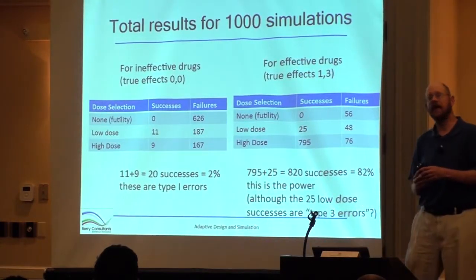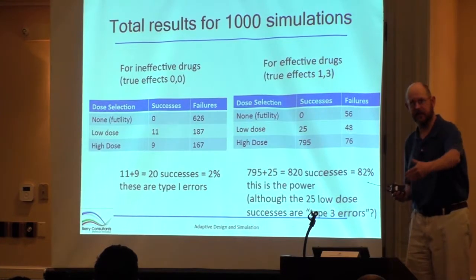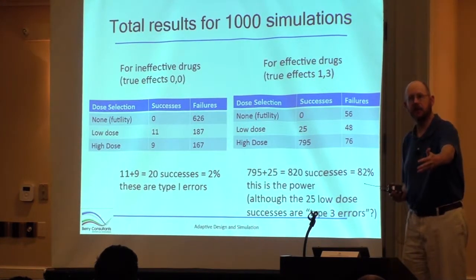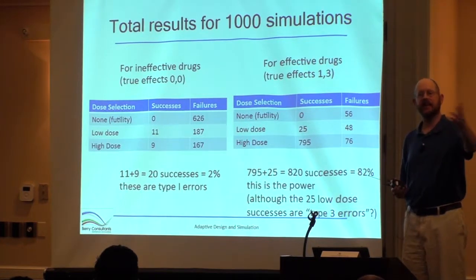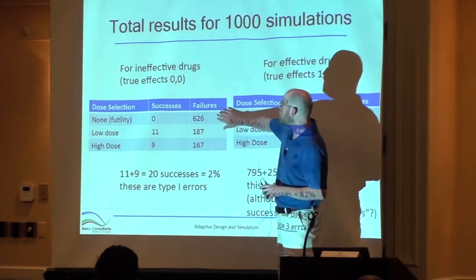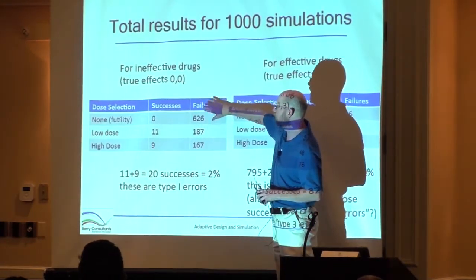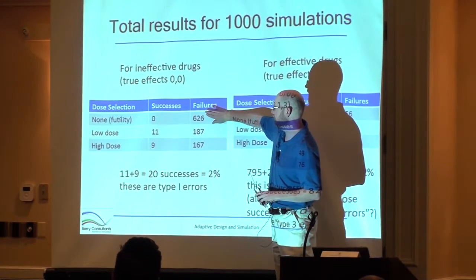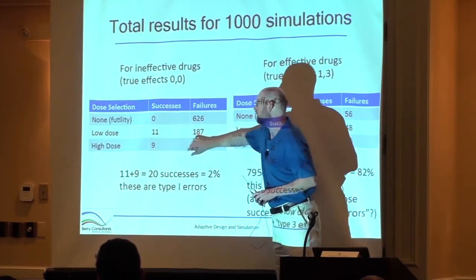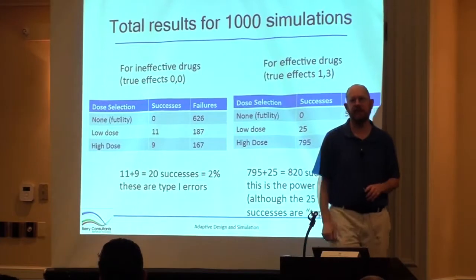So you can think of how this trial is going to win. It can stop at 3 months or go to the end, and then if it goes to the end, did I get a success or a failure? That's what this table is giving us. So most of the time for ineffective drugs, we just stop at the futility analysis. And if we continue, we get a few successes and mostly failures at the end of the trial.